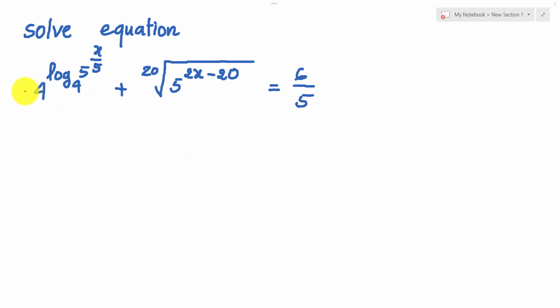Today I have one exercise, as on screen. Solve the equation: 4 power log base 4 of 5 power x over 5, plus 20 root 5 power 2x minus 20, equals 6 over 5. Do you know how to solve it? If you know, please do it. If you don't know, please look at the solution.